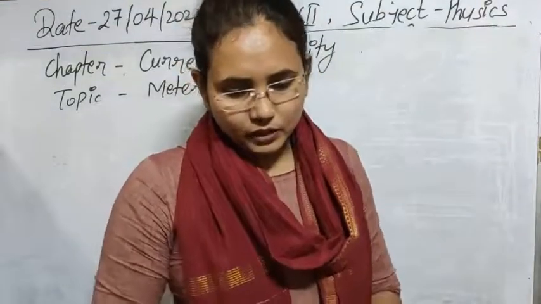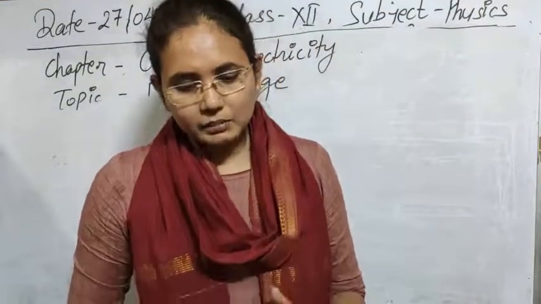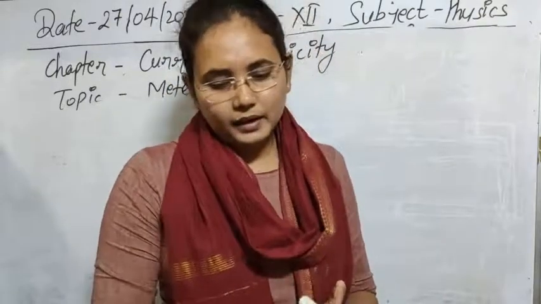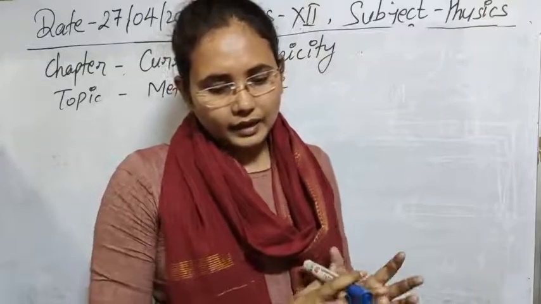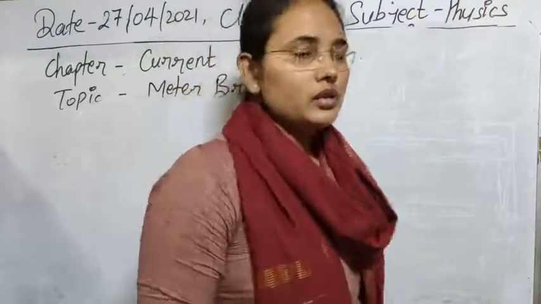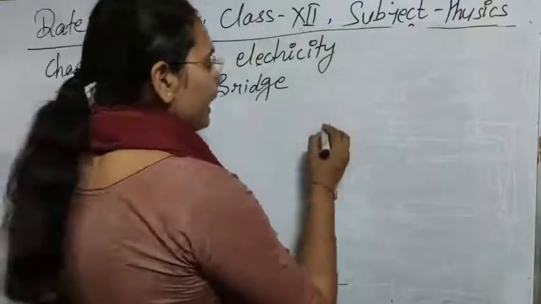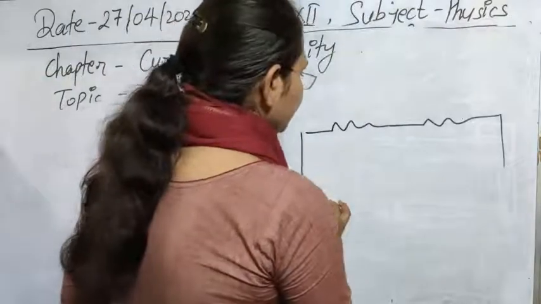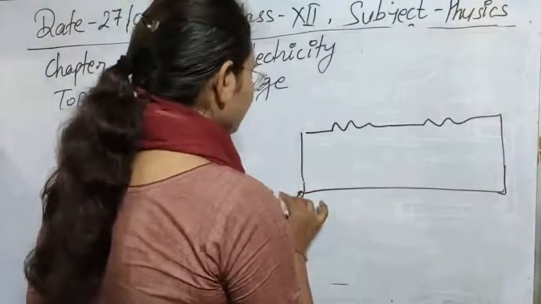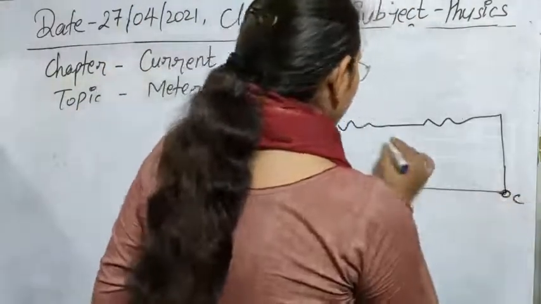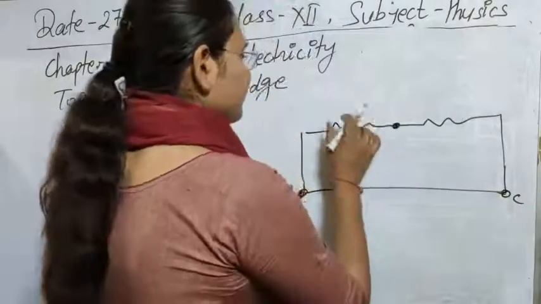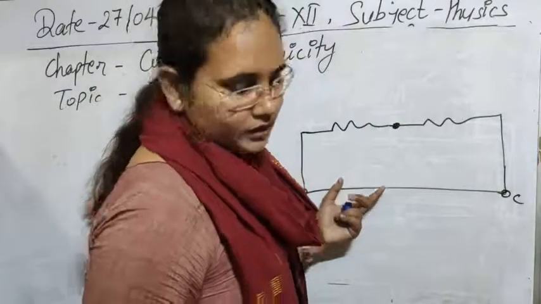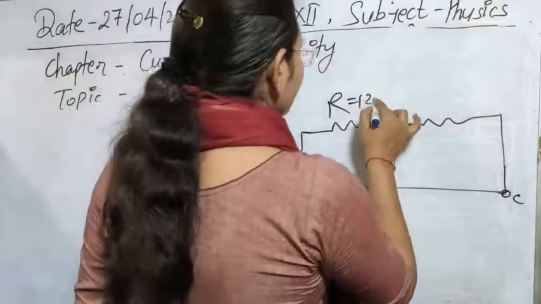So first we have a question: in a meter bridge the balance point is found to be at 30 centimeter from the end A when the resistance R in the left gap is of 12 ohm. So here one thing is given, the meter bridge that we have just connected before. In that meter bridge, suppose this is our point A, this is our point C, and this is the point where we have connected two resistances, and in this our resistance R, its value is 12 ohm.